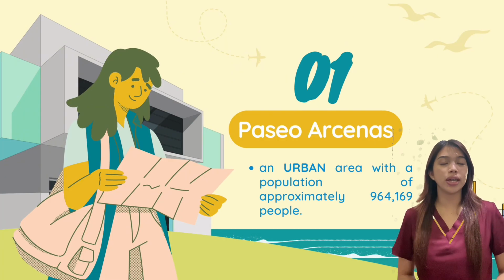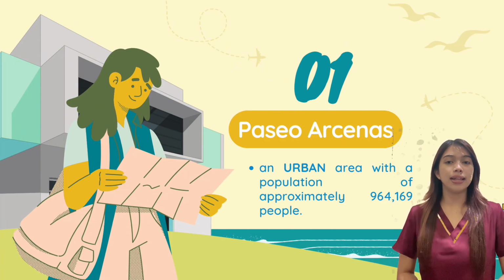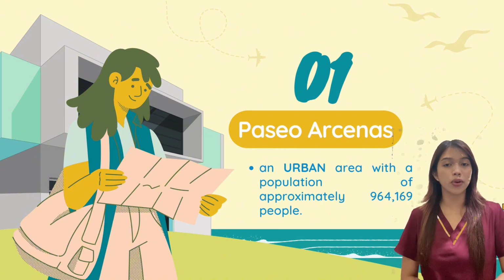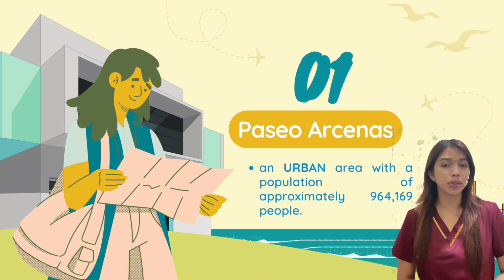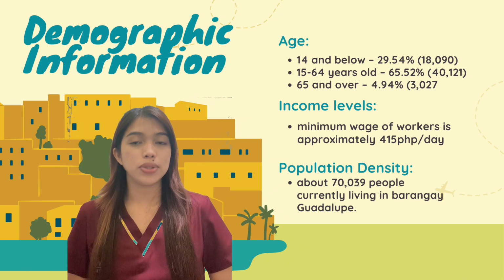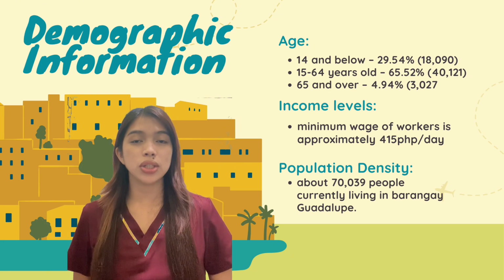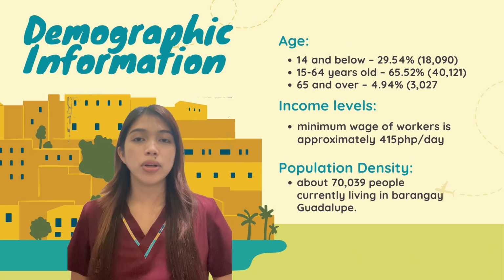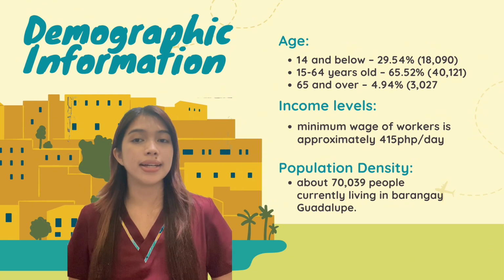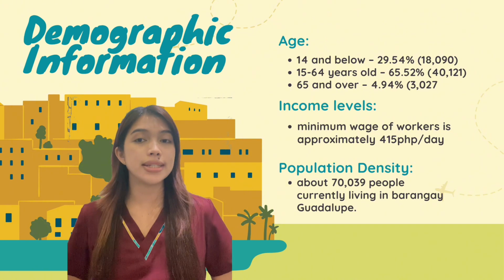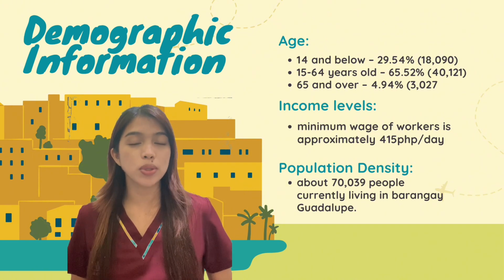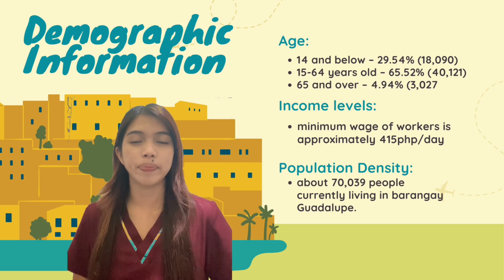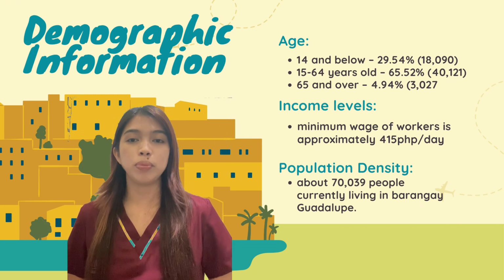So the first location would be in Paseo Arcenas. It is an urban area with a population of approximately 964,169 people. The demographics are as follows. First, the age, so age groups with the highest population. Next, income levels, approximate income of people in the working class. Next is the population density, the number of people in a household and number of households in the barangay of our selected location. So first, it would be the age.